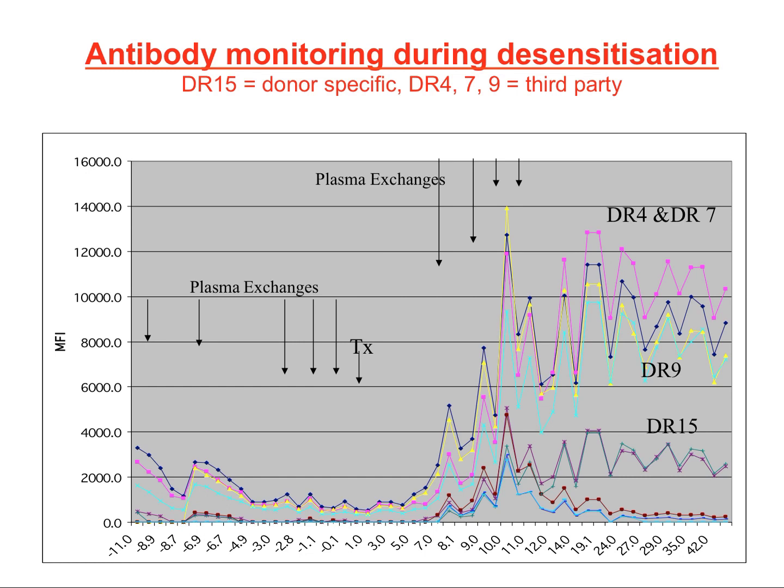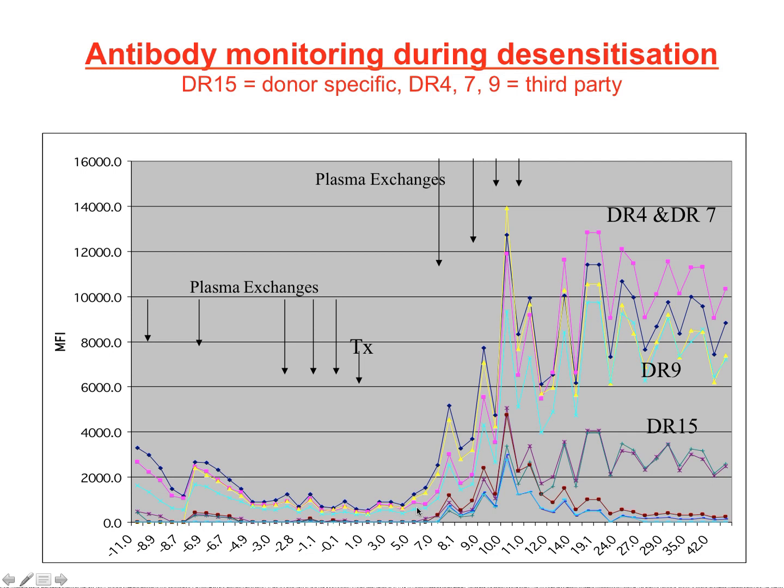So what does all this look like in practice? Well, this is data from Coventry. This is what you get when you do the daily serial Luminex monitoring. This patient has a donor-specific antibody to DR15, and then third-party non-donor-specific antibody to 4, 7, and 9. The antibody level wasn't particularly high here. The patient only had 5 plasma exchanges prior to transplantation, and the antibody levels came down to less than 1,000, which is the cutoff for positive versus negative.